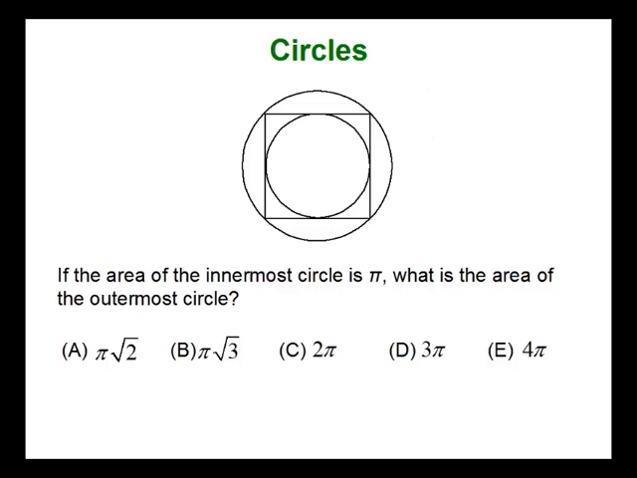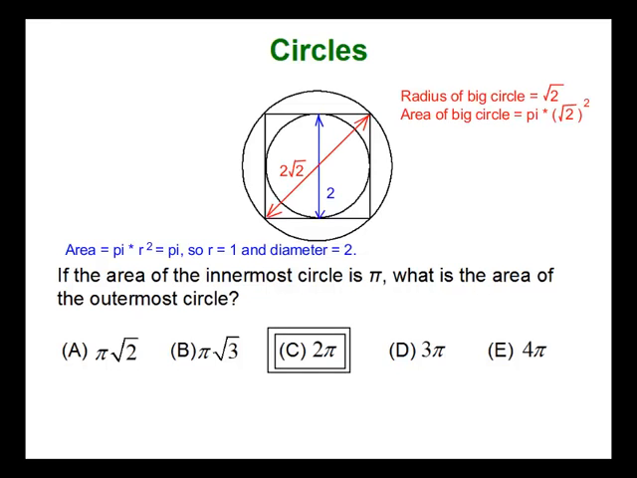Okay, we're going to use all of that. So we're given the innermost circle area. Use that pi r squared equals pi formula. So pi r squared is what an area always is. This particular area is pi. We set them equal. That means the radius must be 1 here. And so the diameter is just double of that, and there we've labeled the 2. Okay, so that means this square has a side of 2.